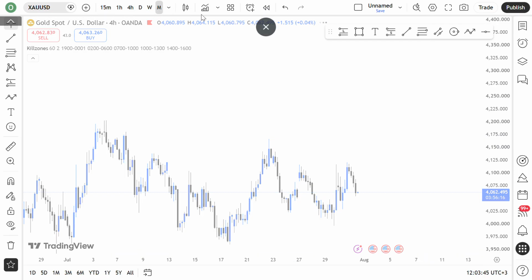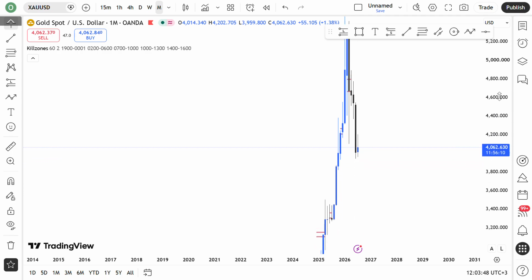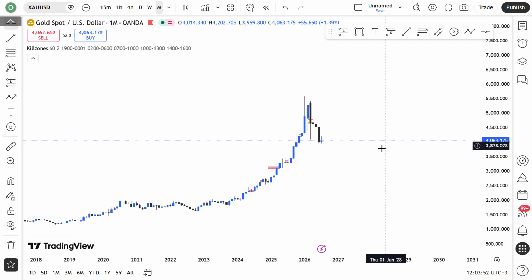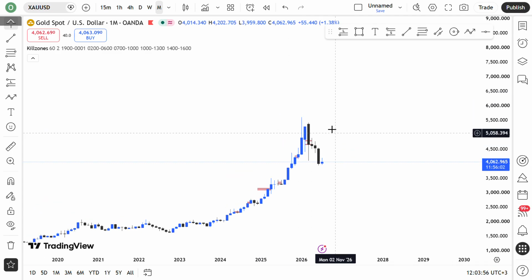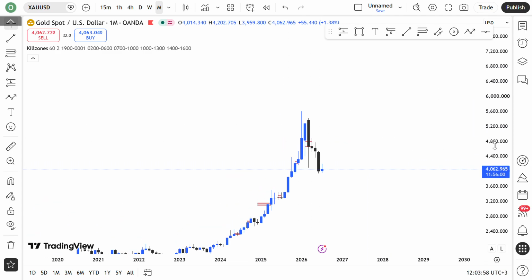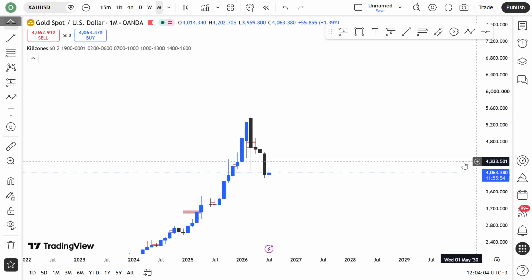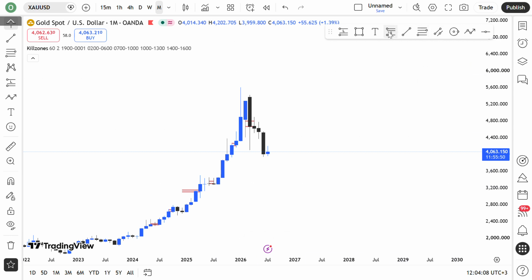So on XAUUSD, we are going to start from a monthly time frame, and from a monthly time frame, we can see clearly that we are now coming out into this retracement. So on gold, we can see clearly that for a couple of months we have been on a bearish momentum. Price is trying to come inside at least this order block on a monthly time frame.